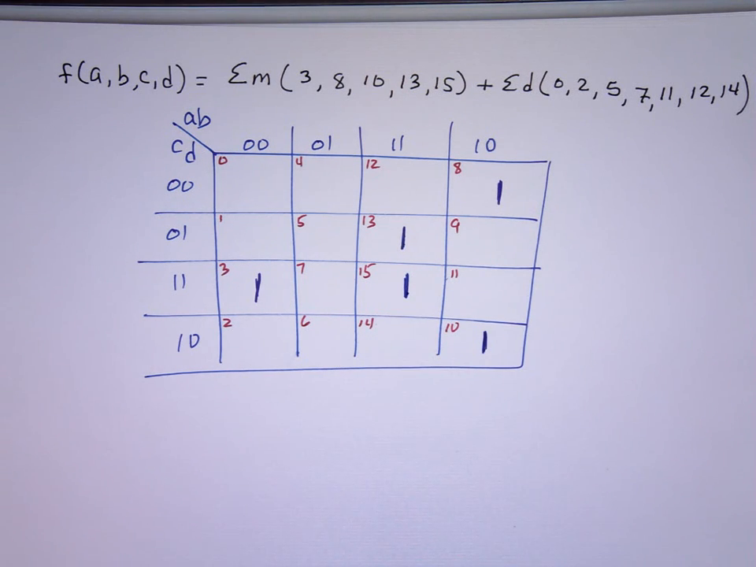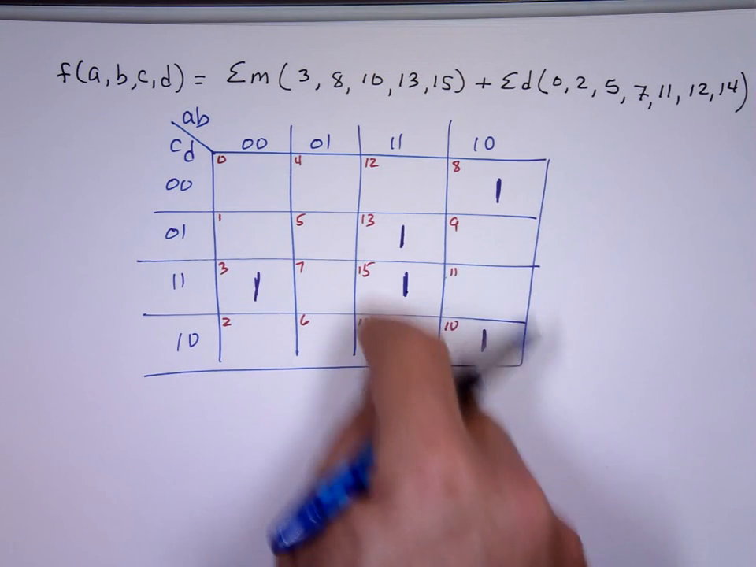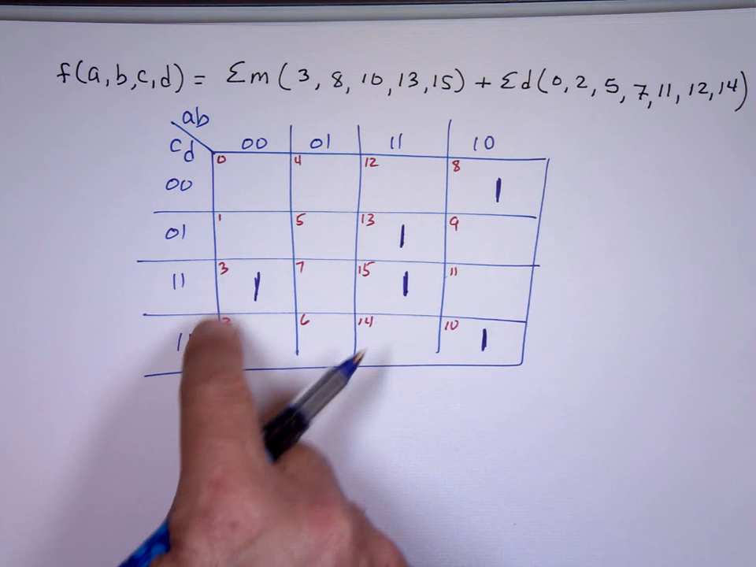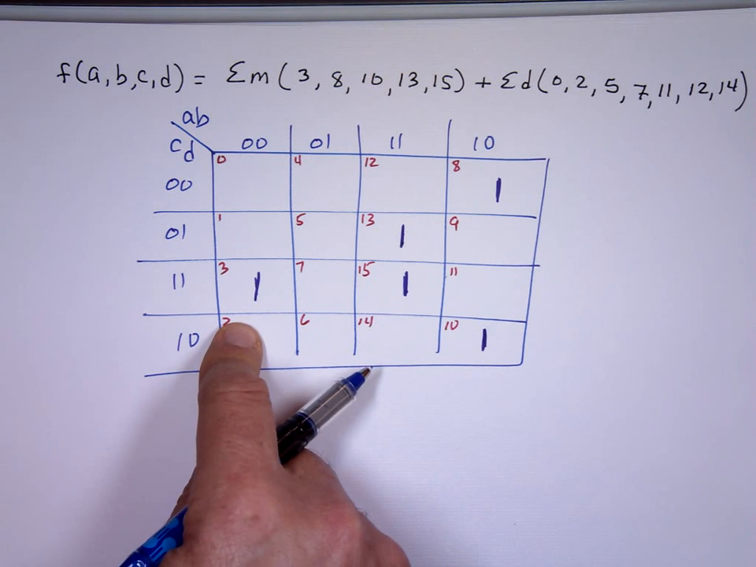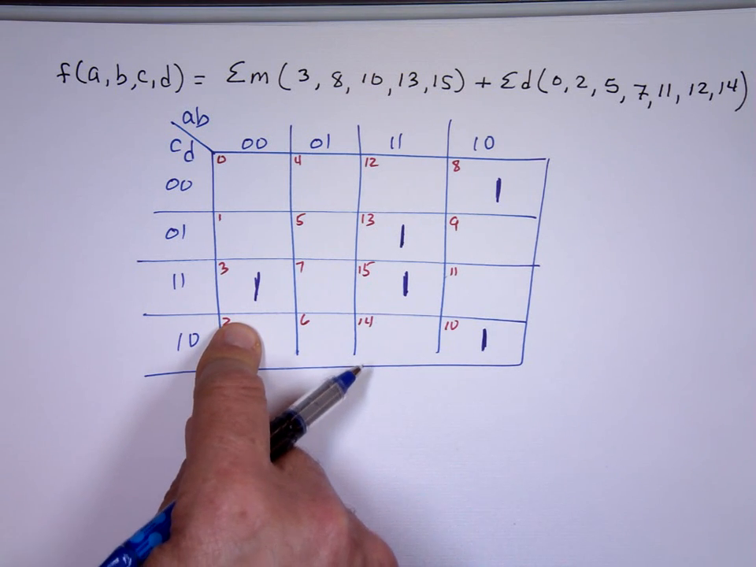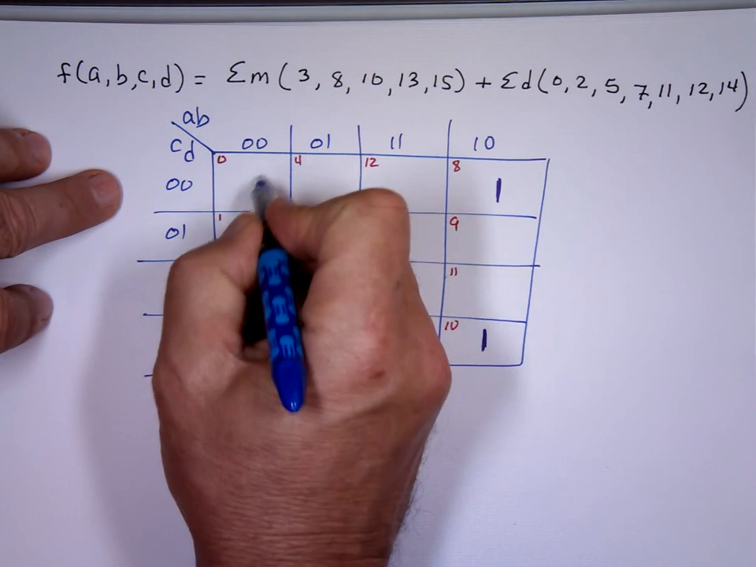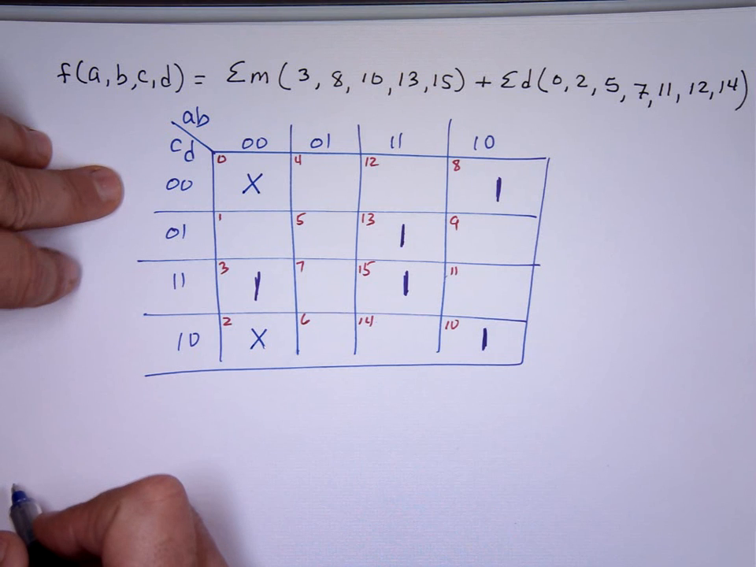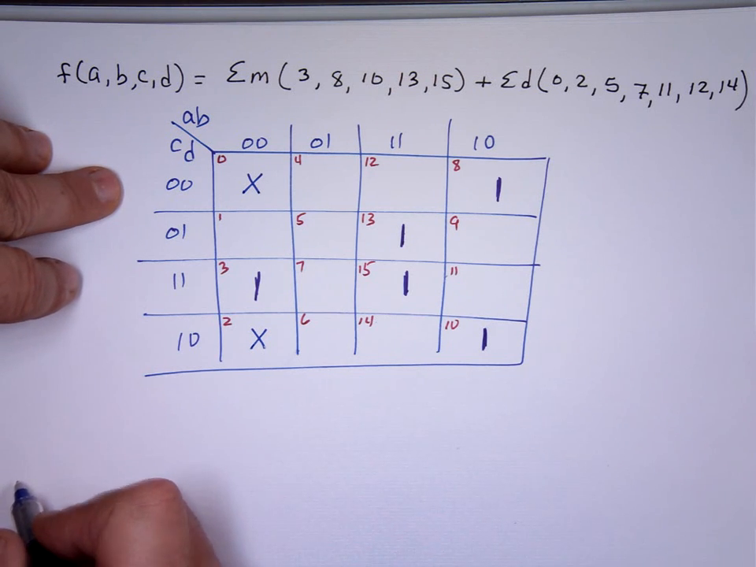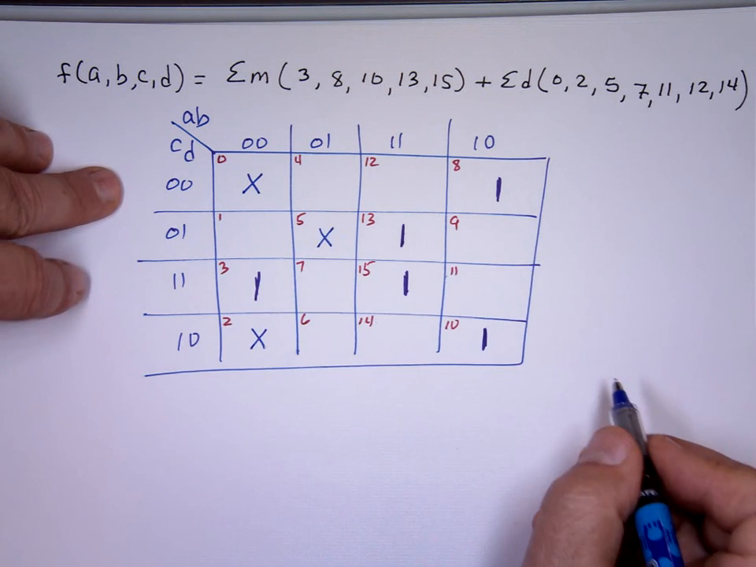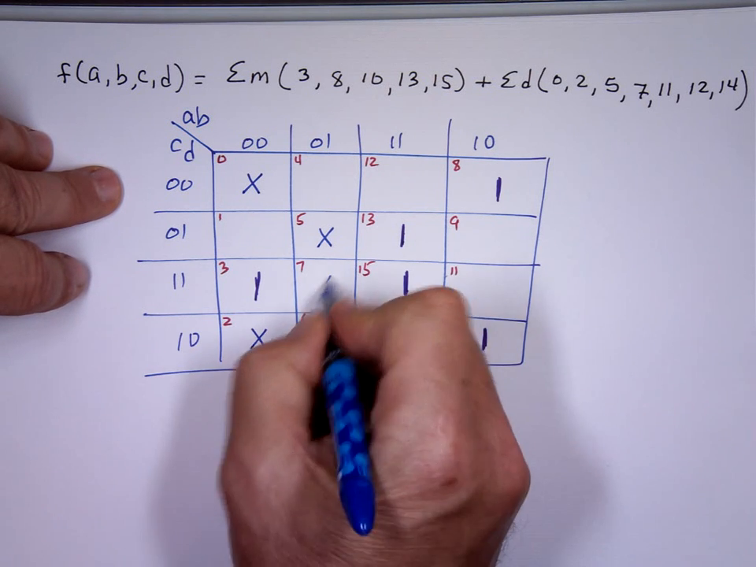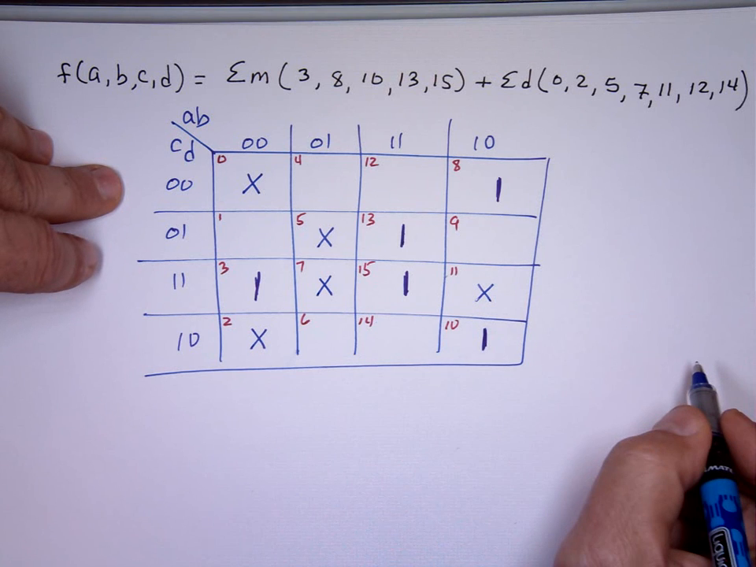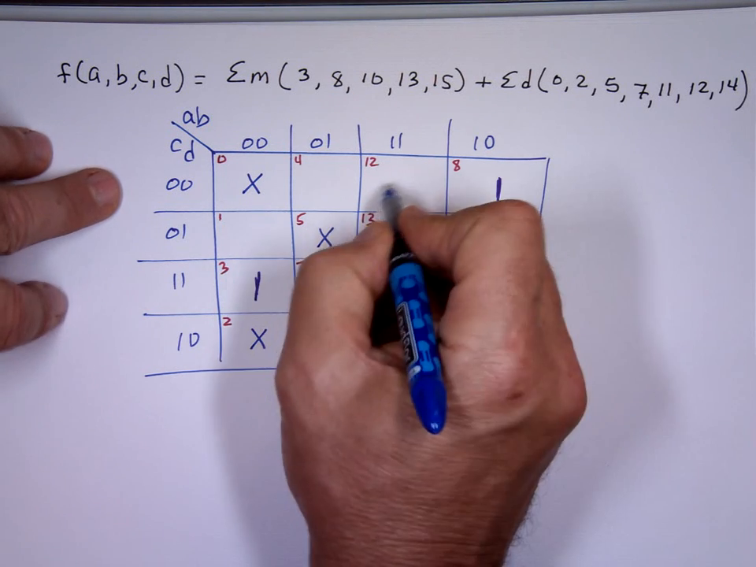So right now, without the don't cares, I can take these guys together. I can take this with that. And this one, there's nothing to group it with. Maybe the don't cares will help me. 0, 2, 5, 7, 11, 12, and 14.